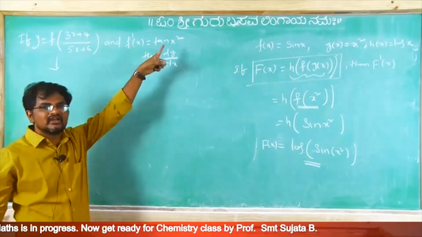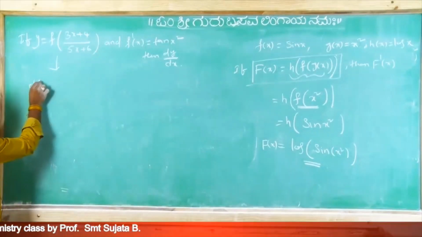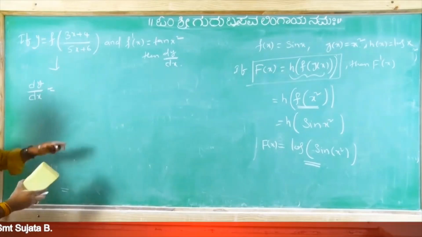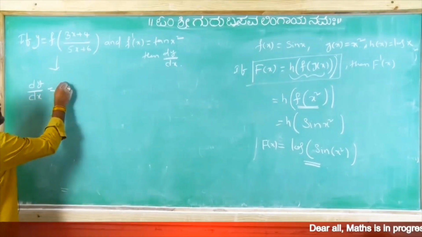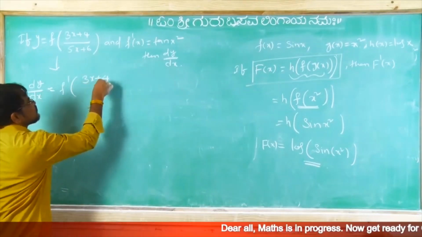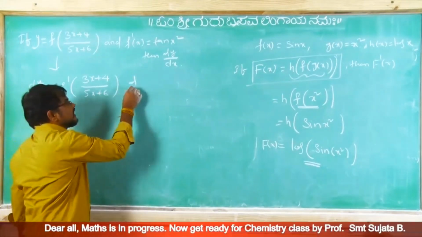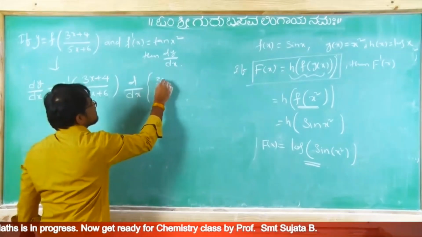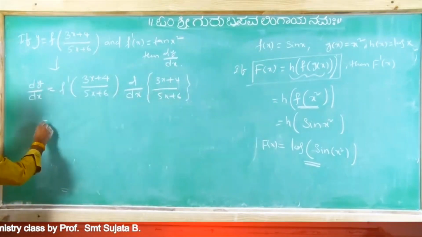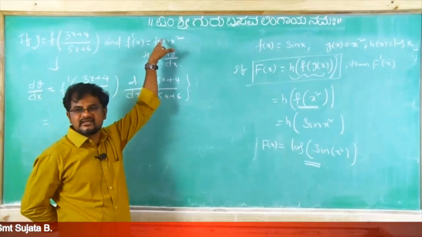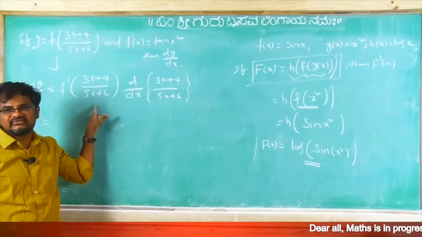So what do we have to find? dy by dx. How to get the dy by dx? Differentiating with respect to x. dy by dx equals the differentiation of this one. Whatever it may be in x, first you do the differentiation for f of x, f dash of 3x plus 4 by 5x plus 6. Again we have to do the differentiation for 3x plus 4 by 5x plus 6. That is equal to, now here what have they given? f dash of x. But in place of x, replace x by 3x plus 4 by 5x plus 6.